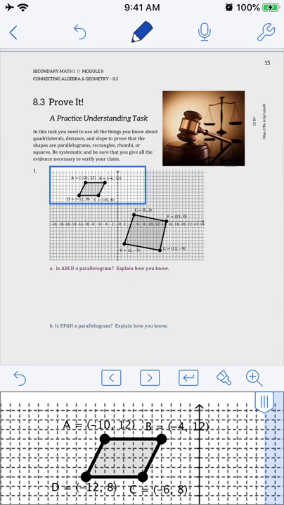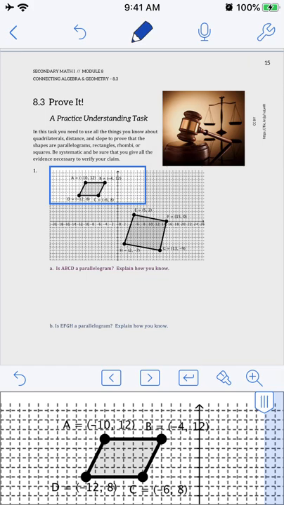Is ABCD a parallelogram? Explain how you know. Well, what on earth is a parallelogram? You can kind of gauge from the name. A parallelogram has parallel sides. That is the only requirement, well, and four sides. It has four sides and they have two pairs of parallels. Okay, so that's really what we want to prove here.